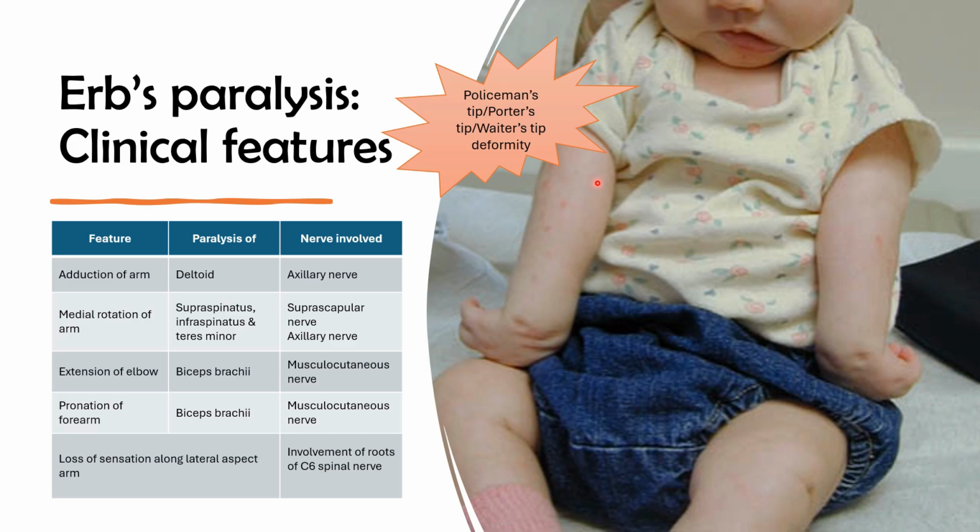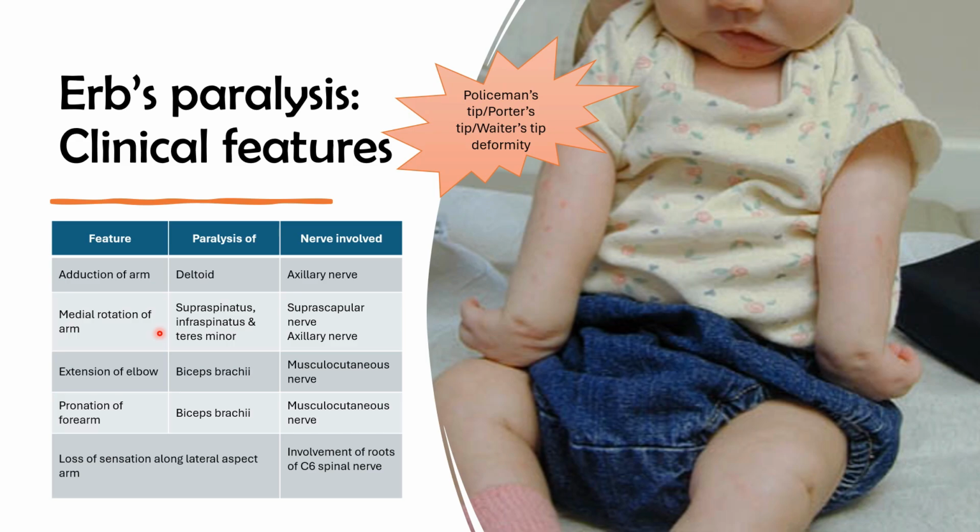Here, the adduction of the arm: the arm is in the adducted state because it is unable to abduct. Why is there loss of abduction? Because of paralysis of the deltoid. Now why paralysis of the deltoid? Because the nerve involved is the axillary nerve. Basically the C5, C6 segments are involved, right? The axillary nerve root value is C5, C6, and the axillary nerve supplies the deltoid muscle. So there is paralysis of the deltoid, shoulder abduction doesn't take place, and the arm is in an adducted state.